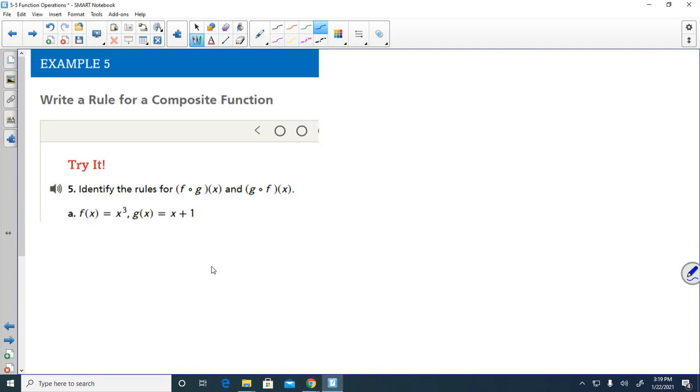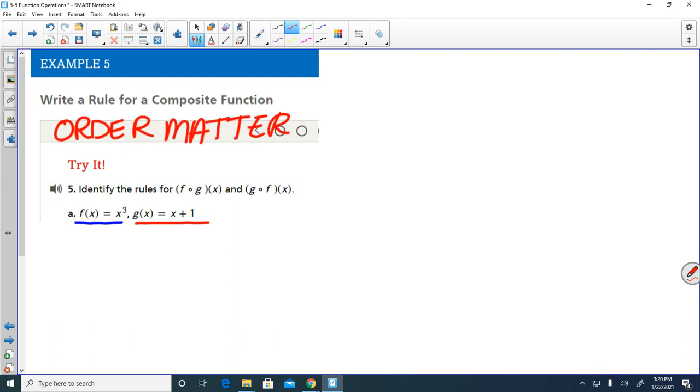We have a couple more examples in example 5. So for part A, I'm going to color code again. F of x equals x cubed, g of x equals x plus 1. So it says find f of g and then g of x. So these notations, it looks like they're the same thing, but the order does matter. All right, so order matters.